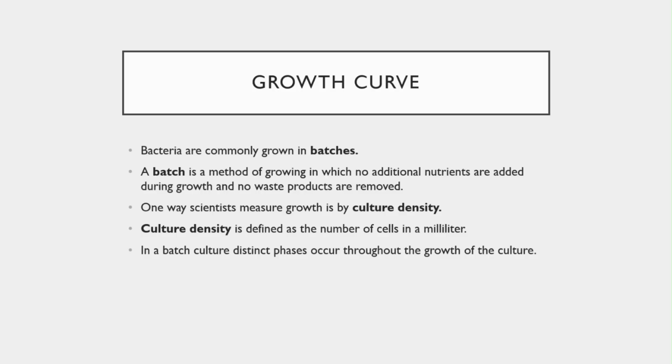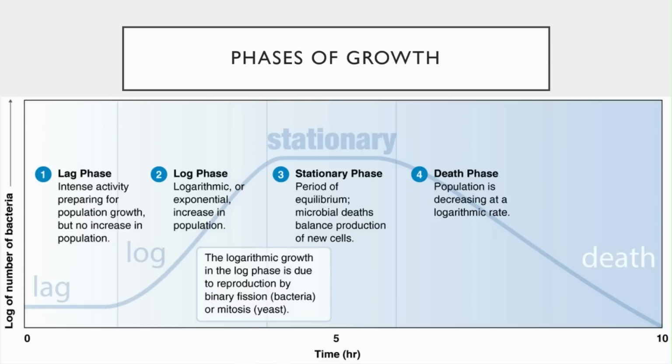Now let's discuss the curve of growth itself. See, bacteria are commonly grown in batches. A batch is a method of growing in which no additional nutrients are added during growth and no waste products are removed, kind of like the culture tube. You make a tube of media, you add the bacteria into it, you let the bacteria grow up, and eventually it'll die out. And one way scientists measure growth is by culture density. Culture density is defined as the number of cells in a milliliter. In a batch culture, distinct phases occur throughout the growth of the culture.